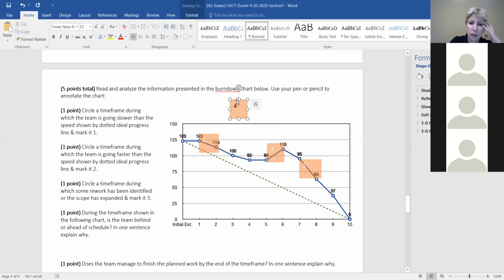Do the next one. Number 4. During the time frame shown in the following, oh, I don't have that. Is the team behind or ahead of schedule? In one sentence, describe why. I don't think you need to write something. Is it behind or ahead of a schedule? They're behind schedule. They're above the ideal time limit, and you can see when they add it, they're even farther behind, and then they finally come and reach the end on time by doing a bunch more work than their projected ideal time. Exactly.